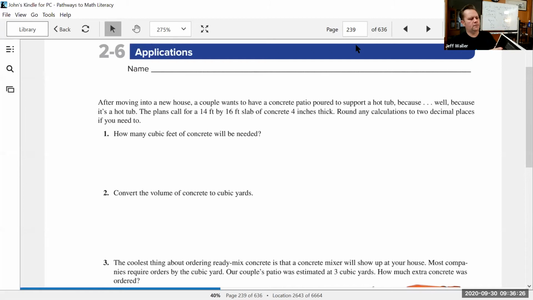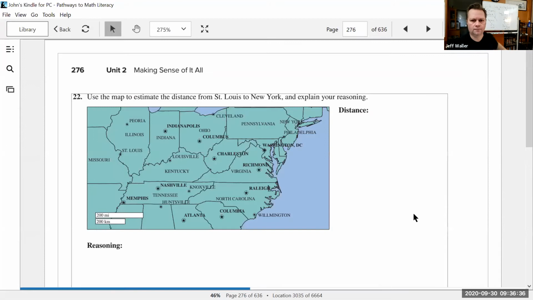I want to do a problem out of the chapter review for this. There we go. Page 276. So this is page 276, and it's got this map up here, and they want you to estimate the distance from St. Louis to New York.